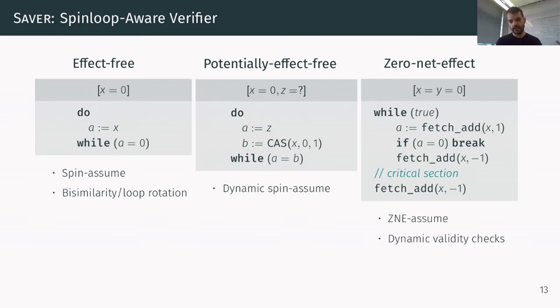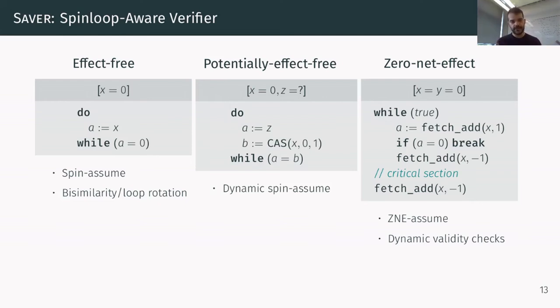And then with this dynamic validity check and the zero net effect assume transformation, we can handle loops like this one, but also some loops that we have in the paper that have lock and unlock operations instead of fetch and add operations.